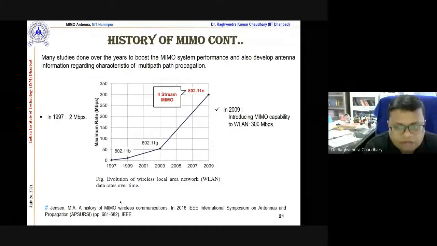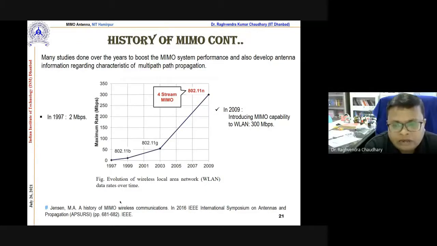As soon as we got this MIMO capability for WLAN, we actually have 300 Mbps. Okay, so this is a drastic change. This is actually the evolution of local wireless network rates over time. Correct. So this is possible with 4-stream MIMO.